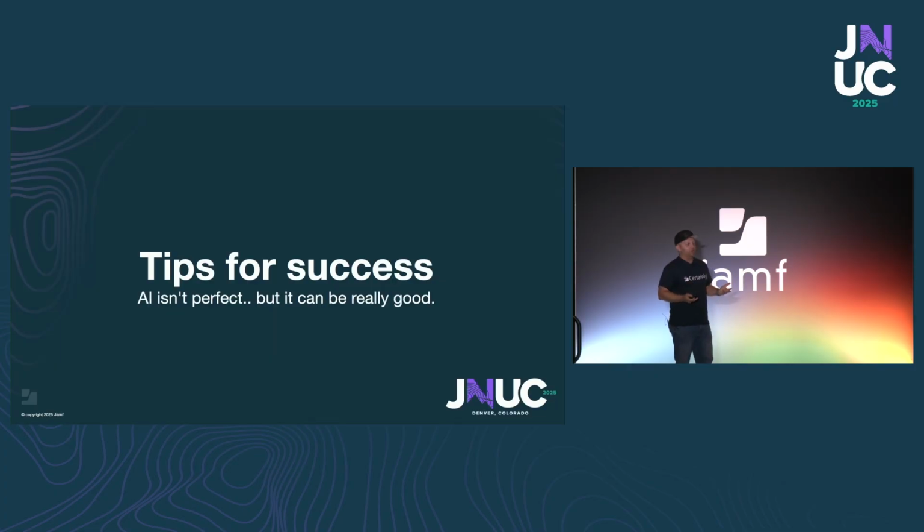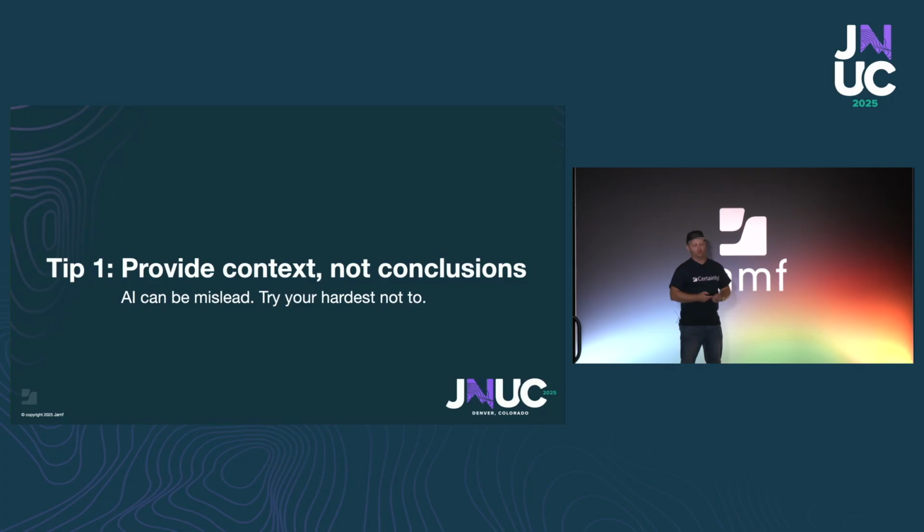So all of this is really cool, but AI isn't perfect. But it can be really good, and there are some things that we can do to improve our chances of getting successful results here. The first one is to provide context, not conclusions. AI can be misled. Try your hardest not to. And this can happen even accidentally.